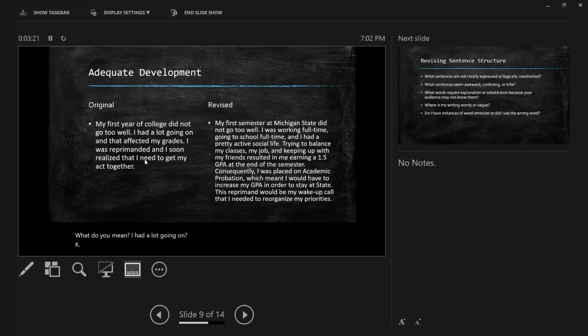How are your grades affected? Because for some people, getting a 3.0 means they're like, man, I'm slipping. But for a lot of us, 3.0 is time to pop the champagne bottles. At least for me, it was, especially in high school. All right. My first semester at Michigan State did not go too well. Okay, now we're getting more specific.